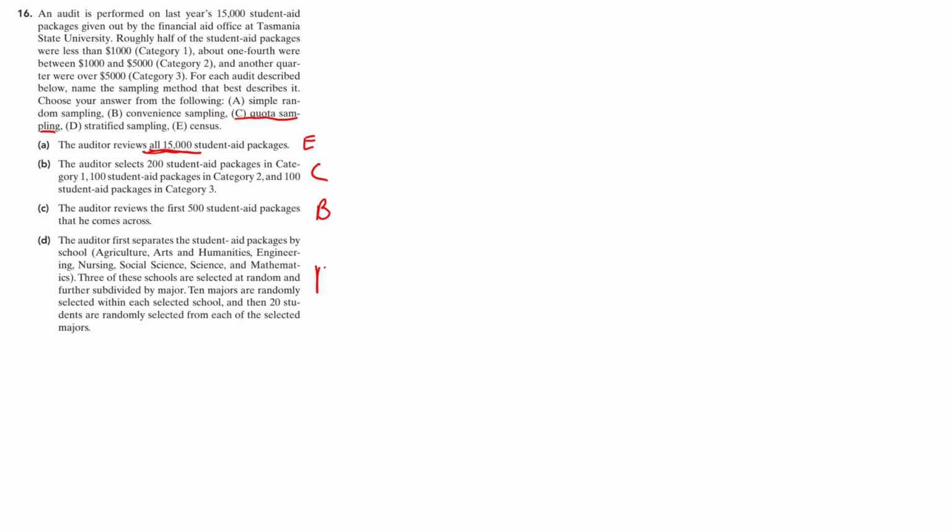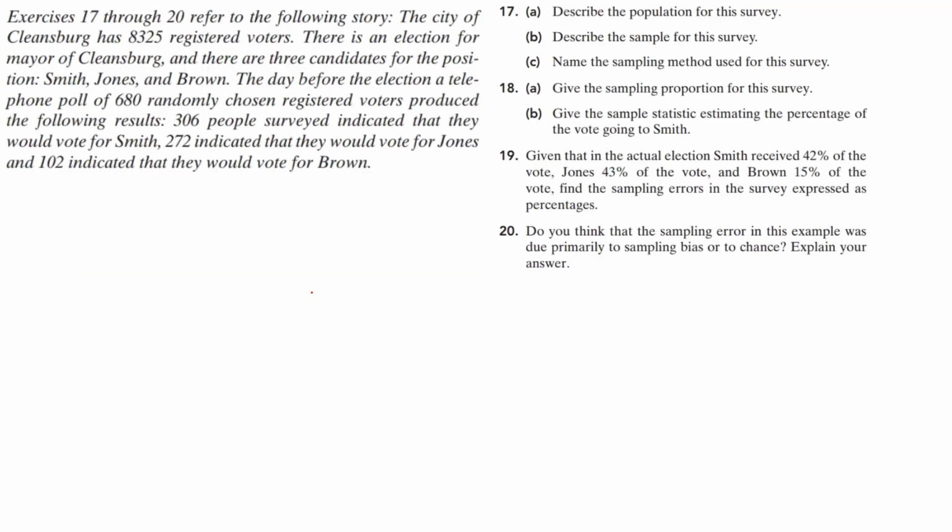D, stratified and quota kind of sound the same, except in quota, there's no randomness associated with it. We're only guaranteeing to have this many of these and that many of those. And stratified, we're going to break it up into different groups and then choose randomly from them. They kind of sound the same, but there's some subtle differences there. Okay.